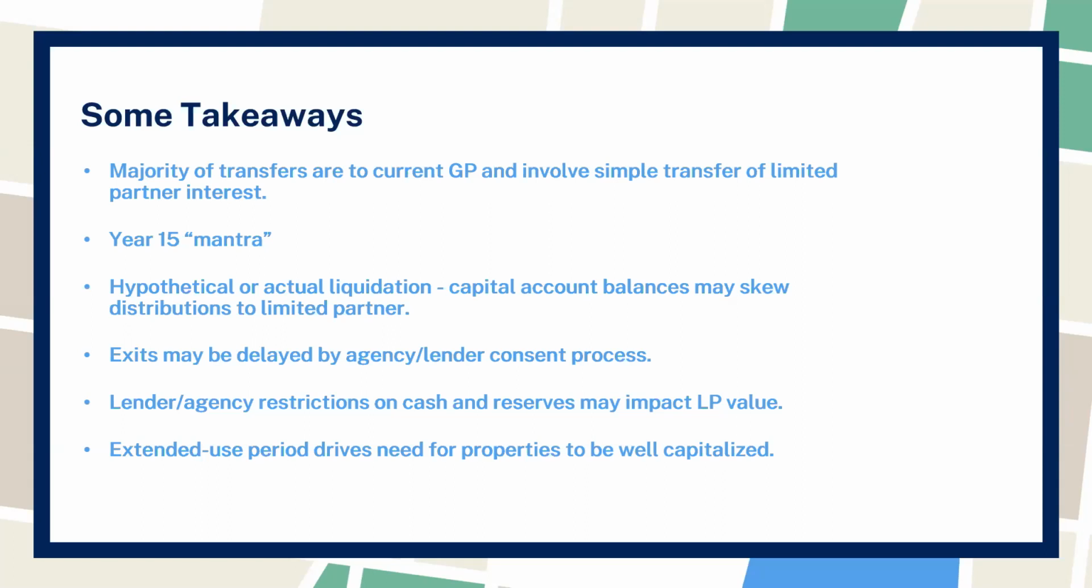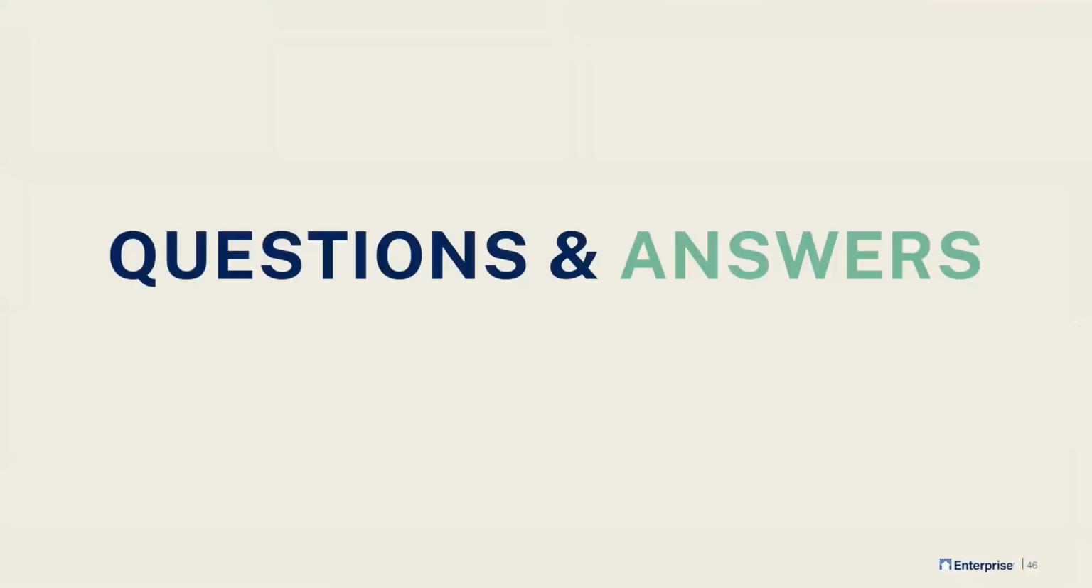So when I do see value in a deal, and I have a first conversation with the general partner, I recommend to them that they pull out their documents and see if there's any restrictions on cash and reserves. And then the extended use period will drive the need for these properties to be well capitalized going forward. So we take that into consideration, in particular for a negotiation over price, that we know that these projects are going to need cash going forward, depending on how long their extended use period is.